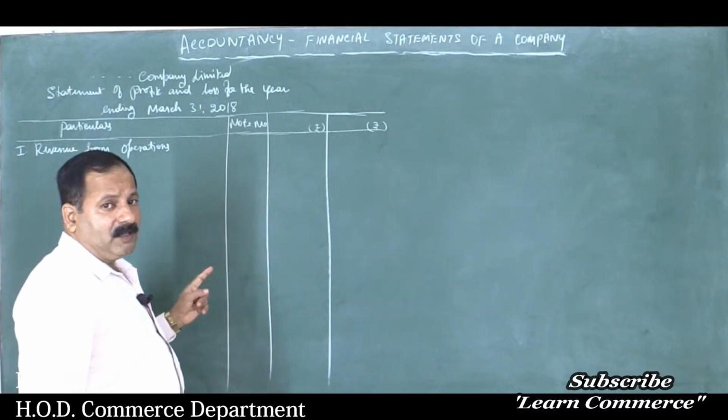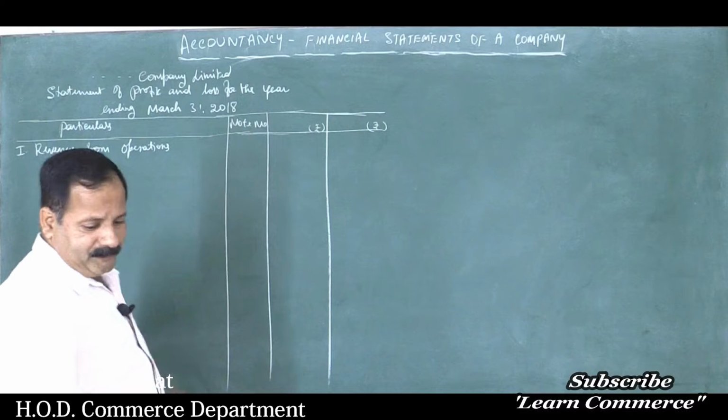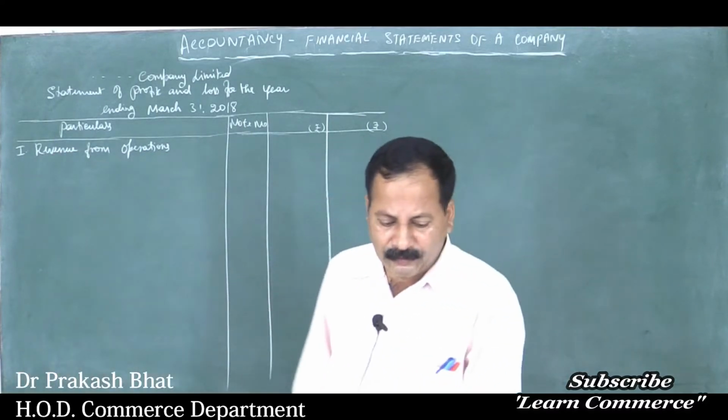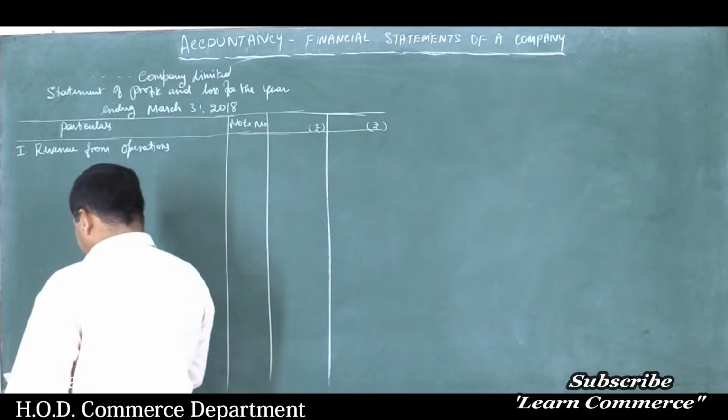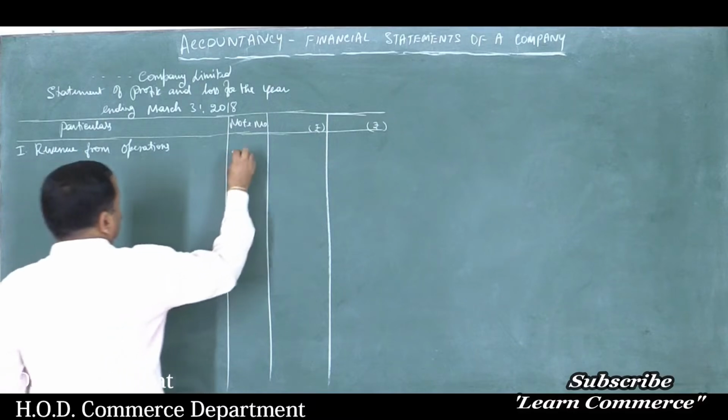That is the format actually under Companies Act, isn't it? So revenue from operations, let us start now. Revenue from operations, how much? That is 15 lakh. Correct? 15 lakh.